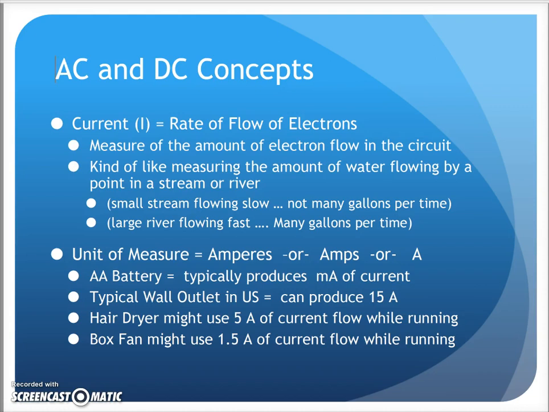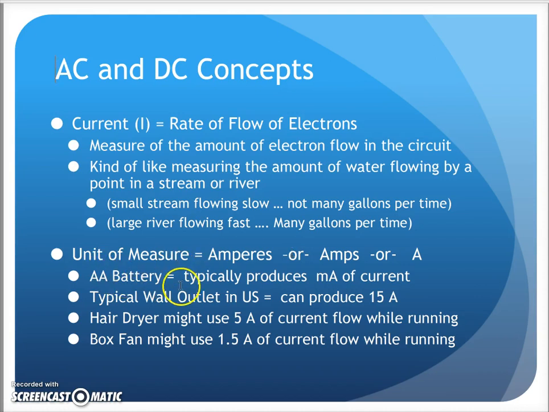Your current flow is the rate of electrons. You almost think of this as like water moving in a stream or a river. If I put a little meter out there and measure how much water is moving by, that is your flow of water, how many gallons per minute. Well, in electricity, we actually do that in electrons per minute, if you will. And that is your amperes or amps.